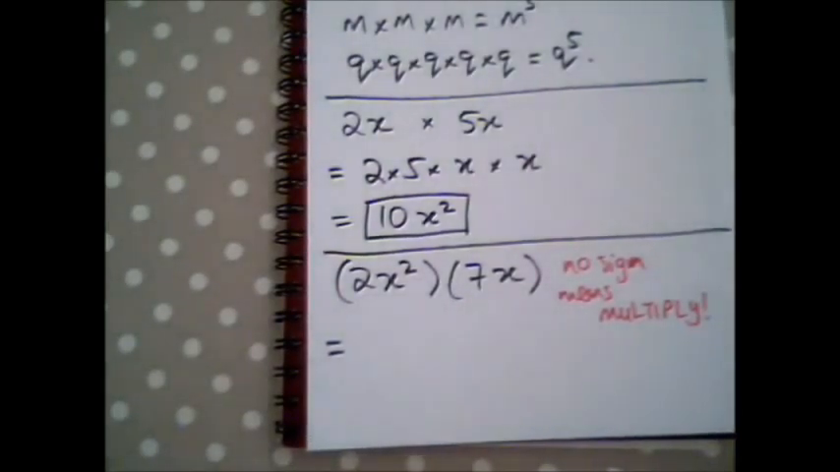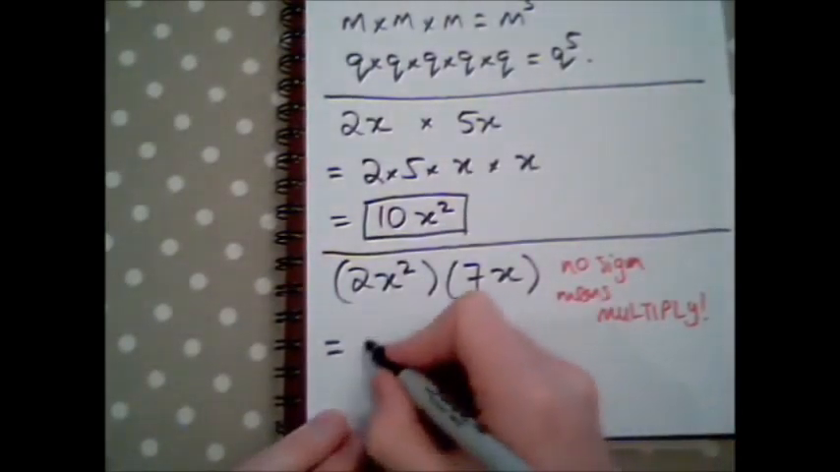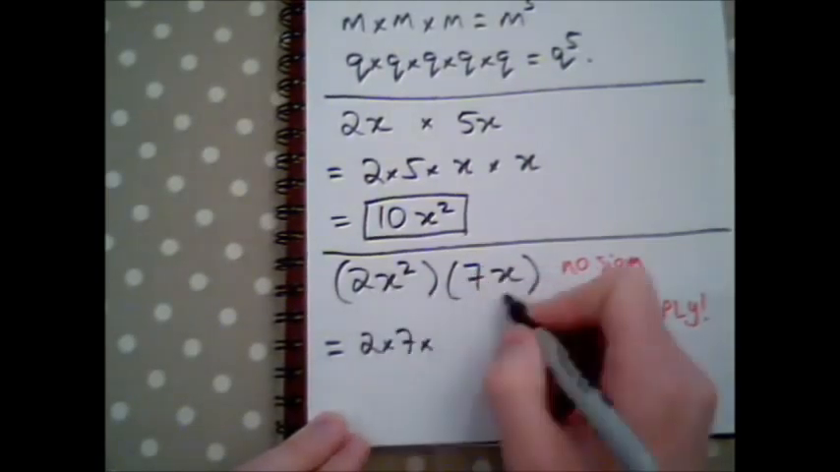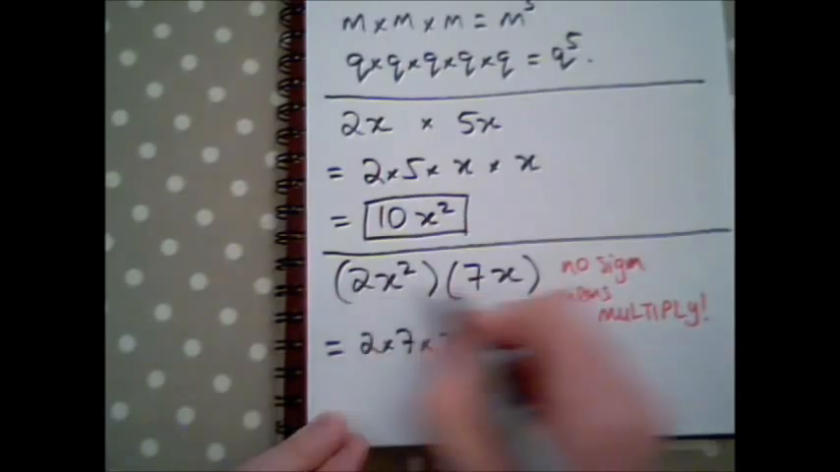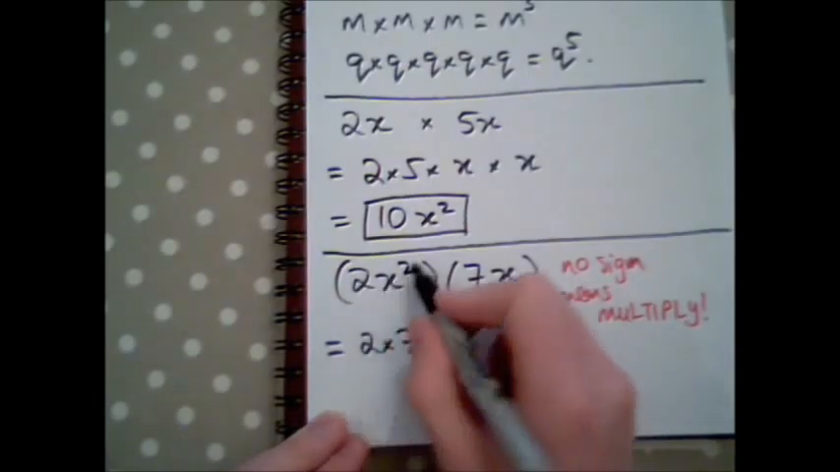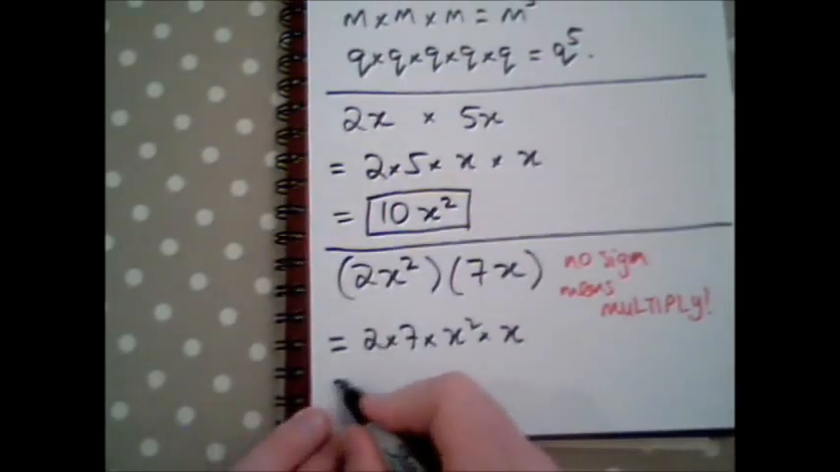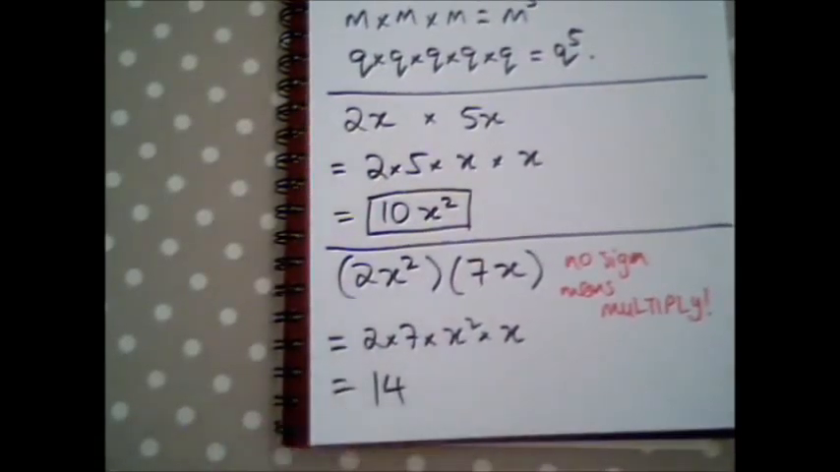Alright. So we'll put the like terms together. So we've got 2 times 7. And we'll put the variables together. So they're the numbers or the constants together. We put the variables x squared times x. Okay. 2 by 7 shouldn't be difficult. That's 14. Now the question is, what's x squared times x? This is as high as we'll probably go for the moment.